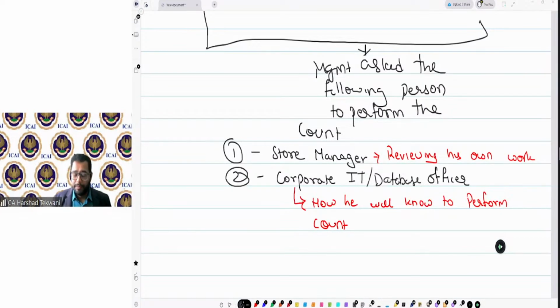Come on, guys, answer. How can they perform the inventory count when they don't have knowledge of the inventory or the count process? How can a corporate IT database officer or an HR officer perform the count when they don't have knowledge of the inventory count, items, or procedure? How can you help them?